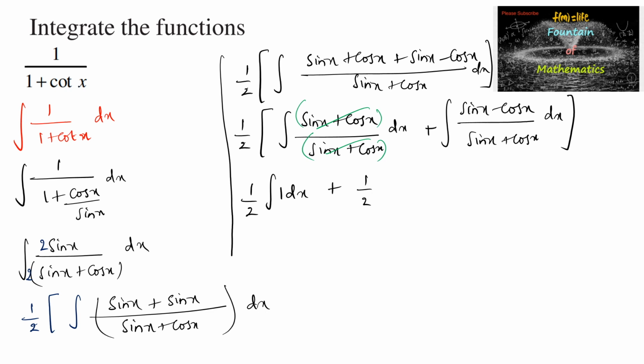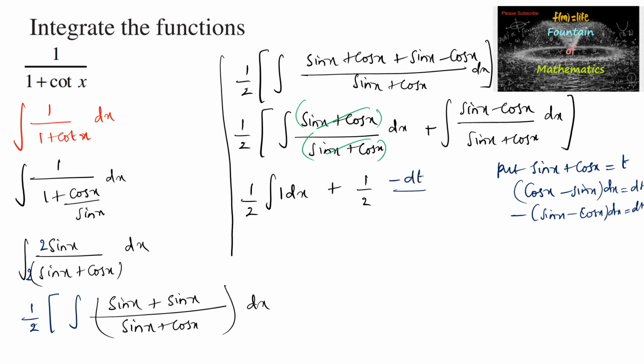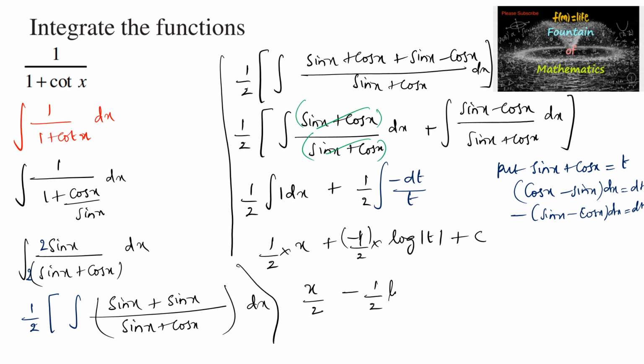And here in this case, we can just put sin x plus cos x is equal to t. So we'll be getting cos x minus sin x dx is equal to dt, or negative of (sin x minus cos x) dx is equal to dt. So we can write here minus dt upon t. After simplifying, 1 by 2 integration of 1 dx is x, and here it is 1 by 2 integration of 1 by t is log t, and it's a minus, plus integral constant c. So we can write x by 2 minus 1 by 2 log, substituting back t, is equal to sin x plus cos x, plus c is the answer.